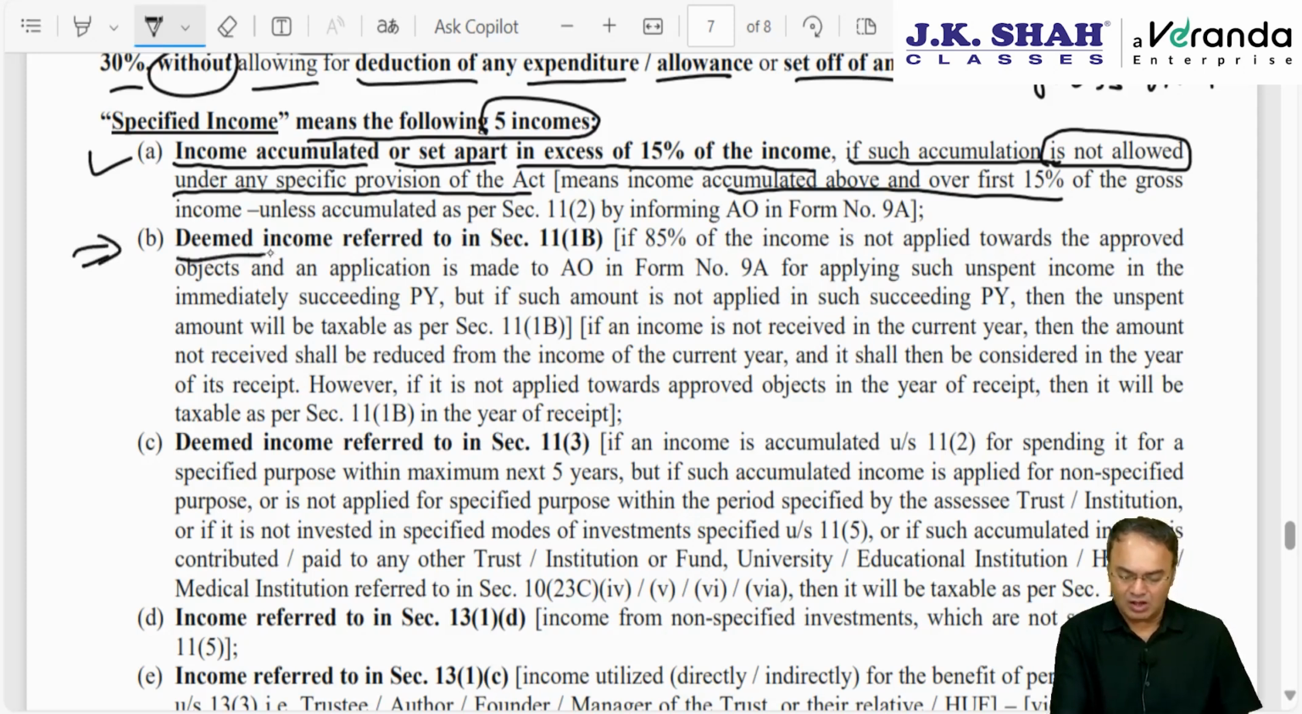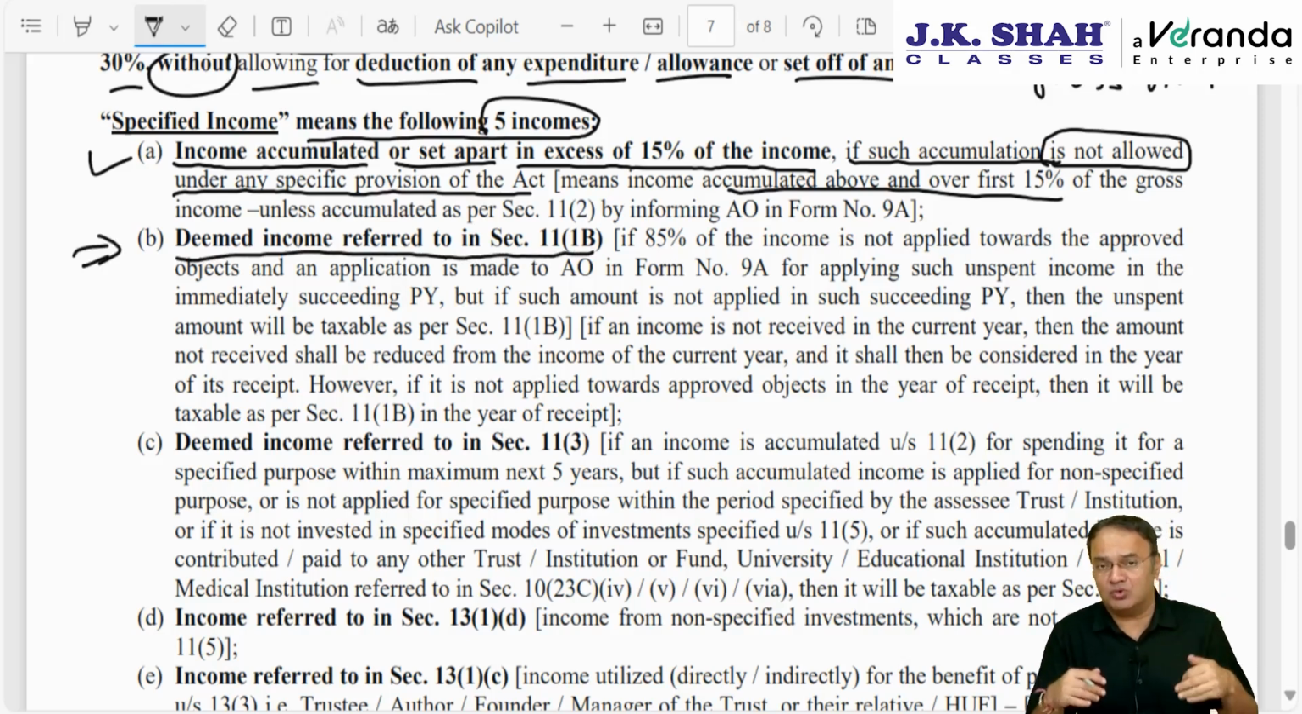Deemed income referred to in section 11(1)(b). 11(1)(b) deemed income means two types of income. Both of them are in relation to amounts not spent by the end of the current year. Two brackets I have mentioned here.